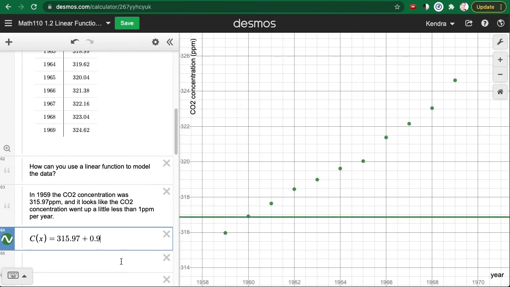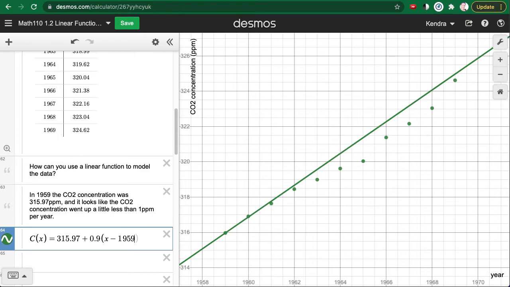So let's guess 0.9 parts per million per year. And so we have to figure out how many years we are after 1959. So that is x minus 1959. And so that is a line that actually goes through that data point for 1959, and then it increases at 0.9 parts per million.